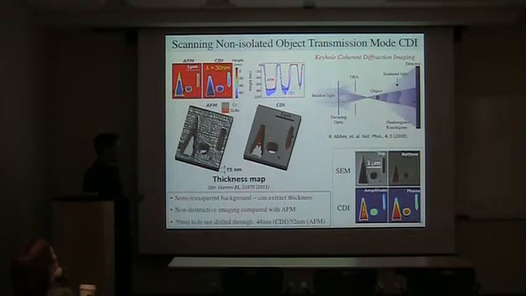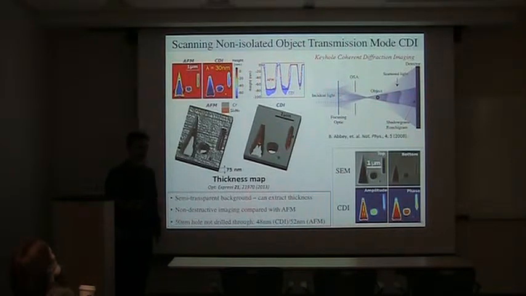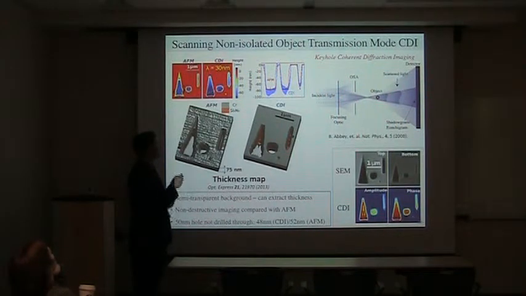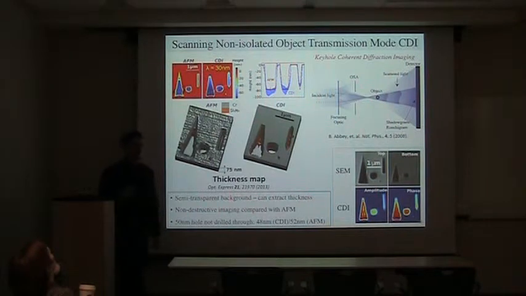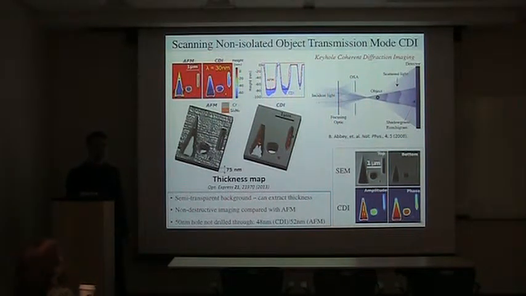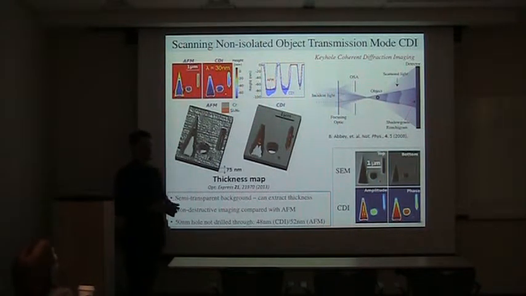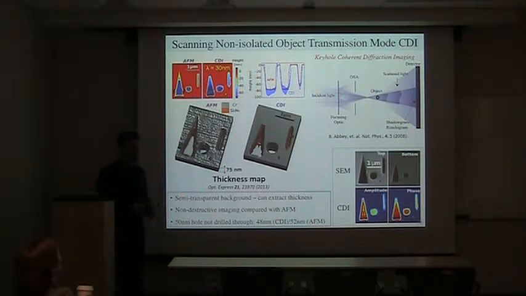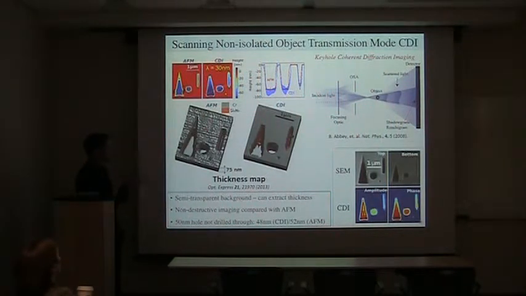And so we did, and we compared this to an AFM of the same sample. This was now holes in chromium, very much like our previous sample. But it turns out that chromium at 30 nanometers is quite transparent, so if the beam didn't have a hard edge on it, the beam itself would have spoiled our isolation constraint. So we can see that between AFM and CDI, we get very nice agreement of the depth of the features.